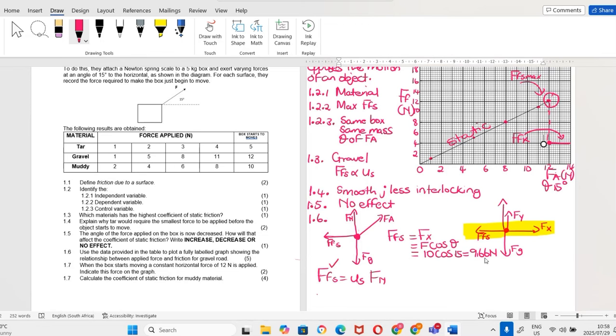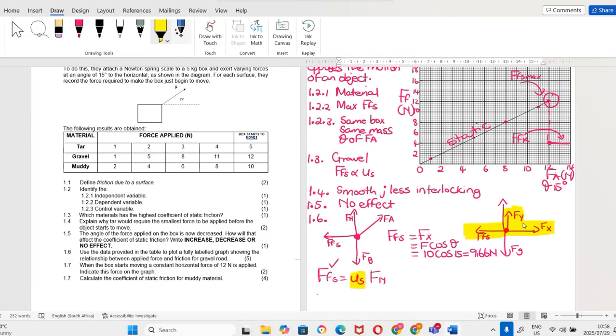Now you already have Fs, which you've calculated here using the horizontal component of the applied force. You are looking for μs, but you do not have the normal force. Now, to calculate the normal force, you have to consider that there is a vertical force applied on the box. That is the vertical component of the applied force.